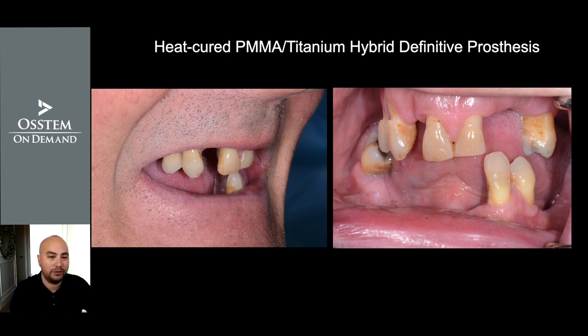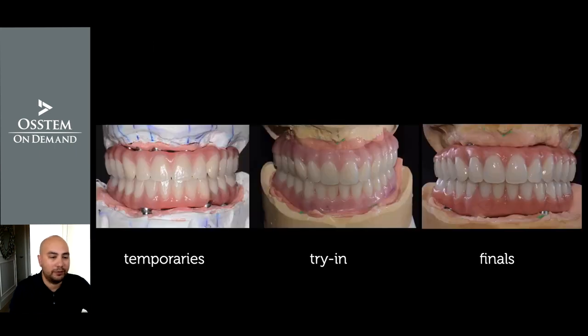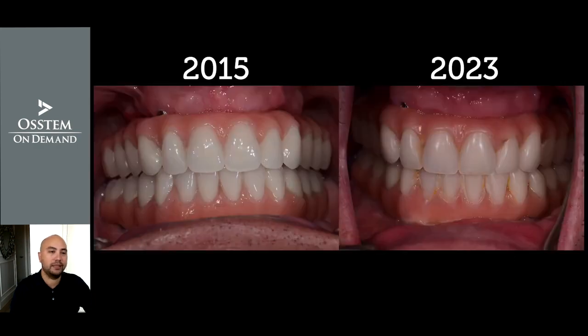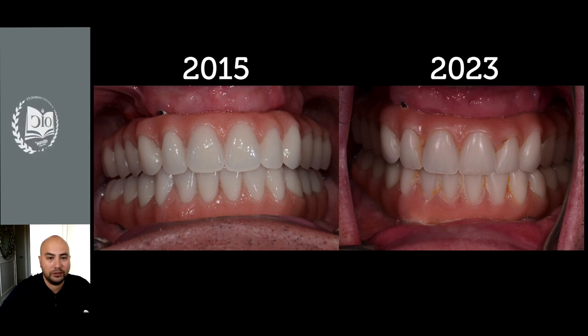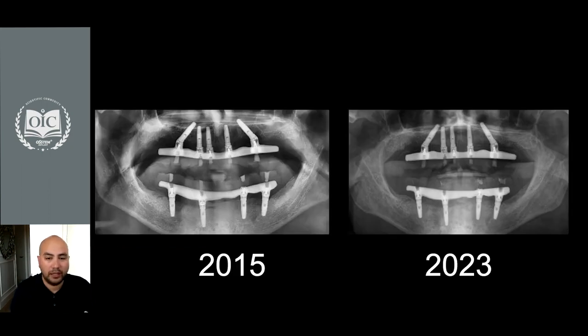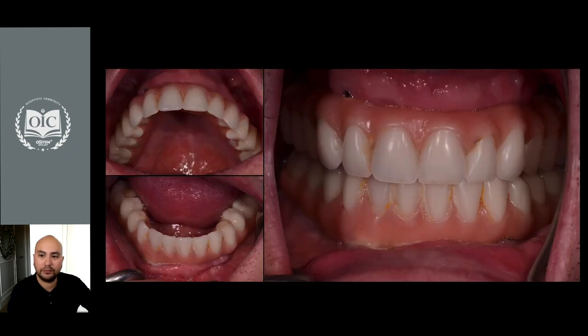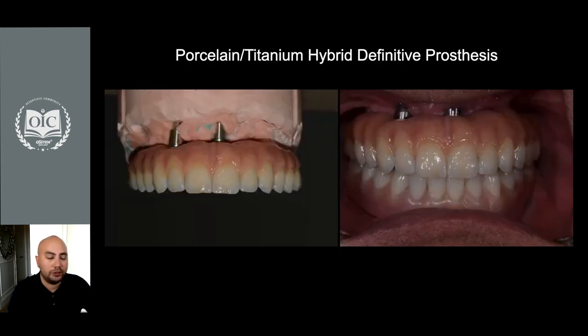Let's look at this case, a patient with failed dentition. So we planned a full mouth implant restoration with FP3. This is the case at the final fit, and then 8 years after, the patient came back for maintenance. You can see overall the prosthesis is adequate. We just observe some wearing of the denture teeth, but the bone levels remain the same. Another option, which is more premium, is the porcelain titanium hybrid definitive prosthesis.